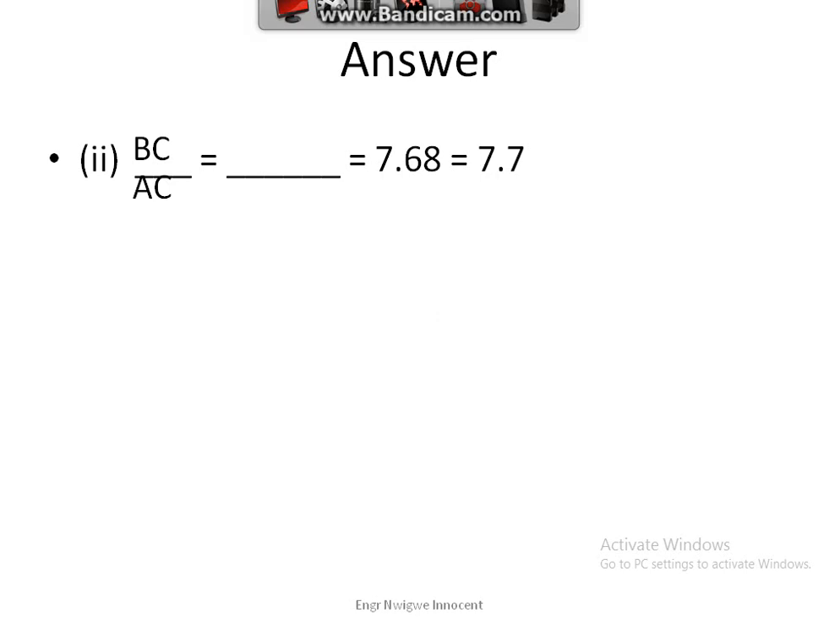while our AC is on the horizontal axis. Therefore, our BC on the vertical axis of the graph is 16.9. That is our y-axis. While AC on the horizontal part of the graph, which is x-axis, is 2.2. Then if you do our mathematics, we'll be having 7.68. Therefore, the slope or gradient of the curve is 7.7 approximately.